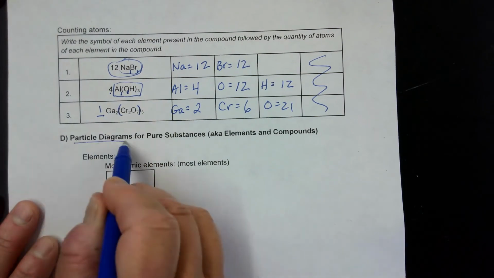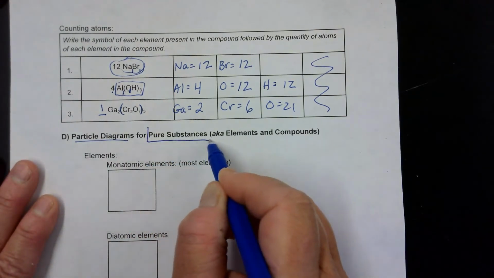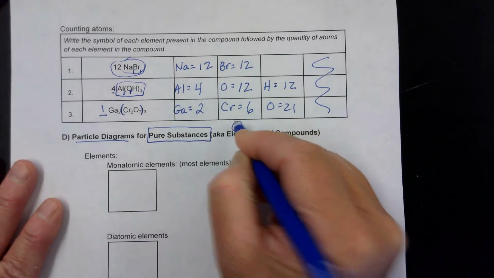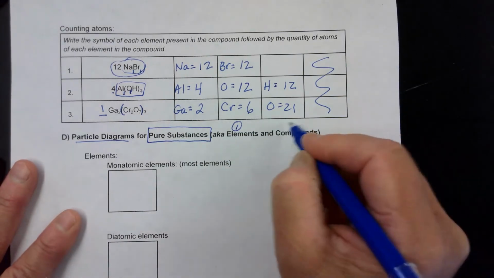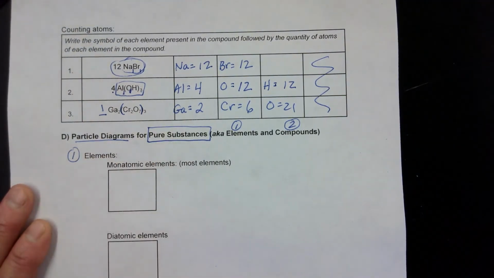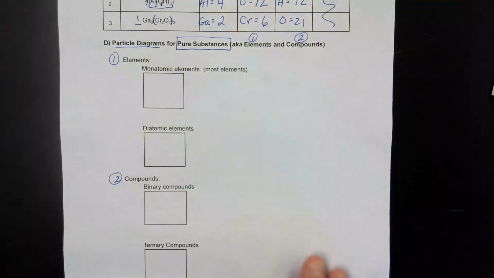All right, let's go back to this idea of particle diagrams. We're going to focus on particle diagrams of pure substances. Okay, pure substances. An element is a pure substance. A compound is a pure substance. So let's, in turn, take a look at each one of those.